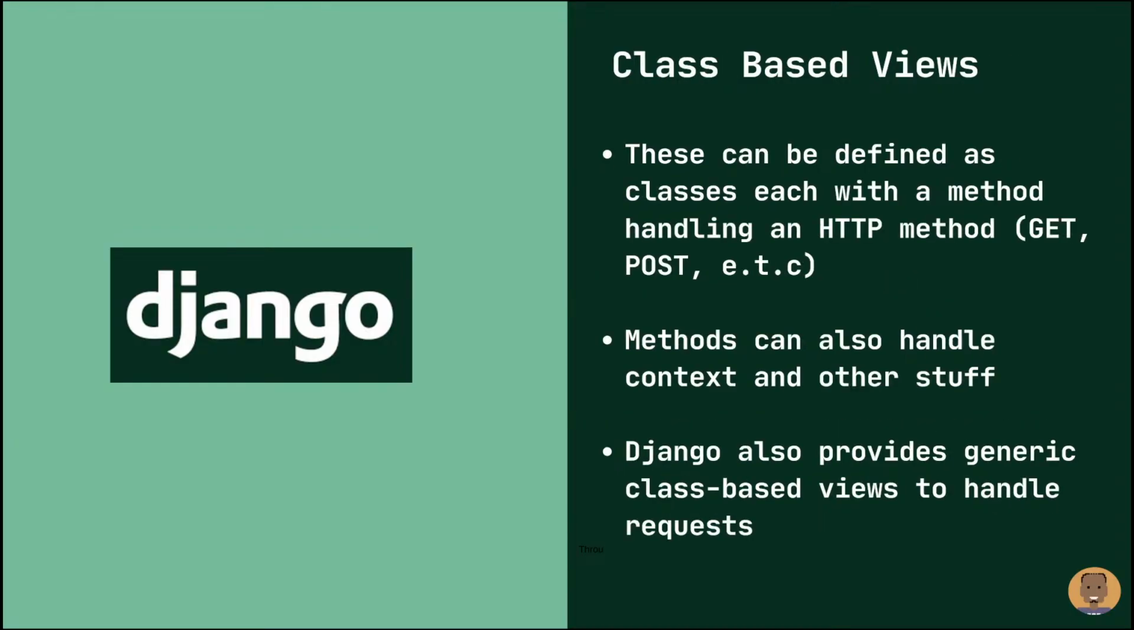Class-based views, on the other hand, are classes which can be defined with methods handling the HTTP verbs like get, post, put, patch, delete, and so on. We can also have other methods to handle other stuff on your view. For example, setting the template context, getting the query set, and so on. I'll be explaining how those work. Django also provides generic class-based views, which are used for handling requests. So these are inbuilt ways you can generate your CRUD app very fast without having to write a lot of code like how you would do in a normal function-based view. So yeah, let's get started.